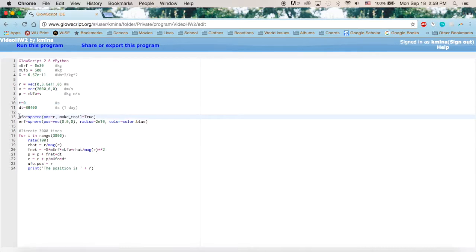And in order to visualize the results of GlowScript's iterations, we place objects in space to represent the Earth and the UFO. I'm representing them as spheres, and because Earth is significantly bigger than the UFO, I made the radius larger, and I also made it blue for a better image. Now we can actually move on to coding for iterations. We'll be iterating 3,000 times for good measure to ensure that we have enough to visualize the UFO's path.